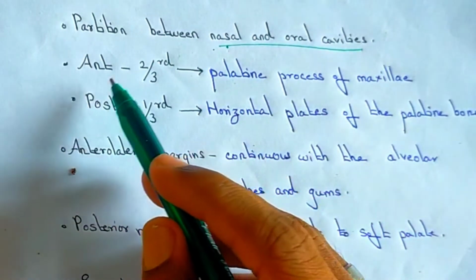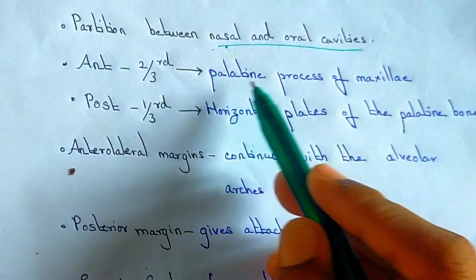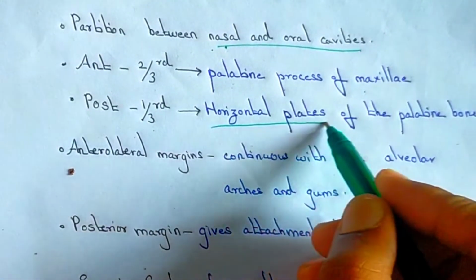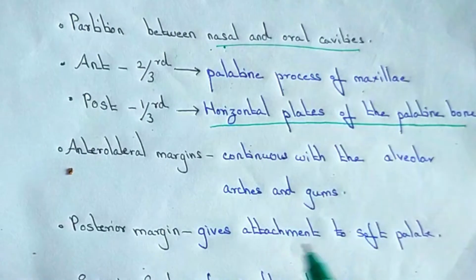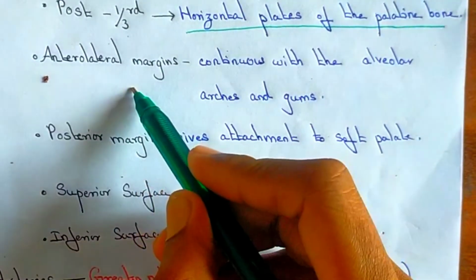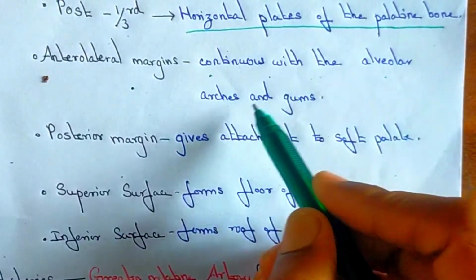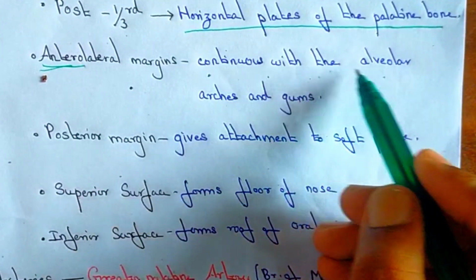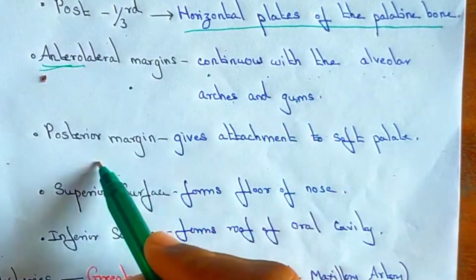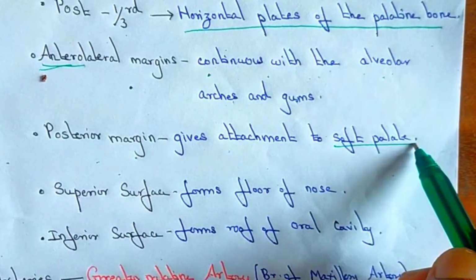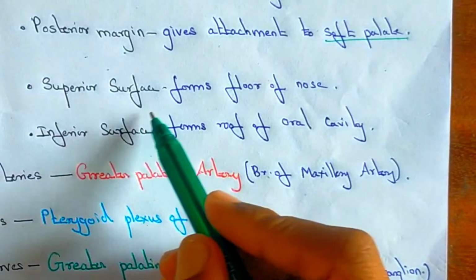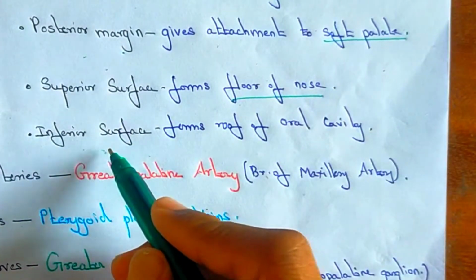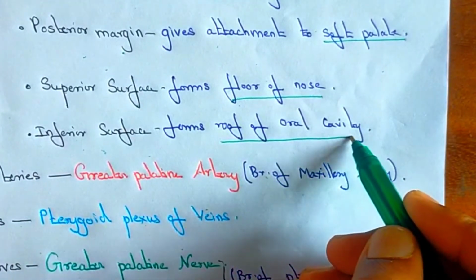The hard palate is formed anterior 2/3 by the palatine process of maxilla and posterior 1/3 by the horizontal plate of the palatine bone. Anterolateral margin of the palate continues with the alveolar arches and the gums. Posterior margin gives attachment to the soft palate. The superior surface forms the floor of the nose, and the inferior surface forms the roof of the oral cavity.